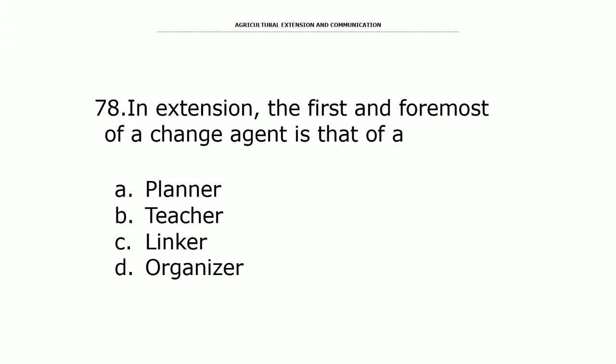Number 78. In extension, the first and foremost role of a change agent is that of A. planner, B. teacher, C. linker, or D. organizer. The answer is teacher.